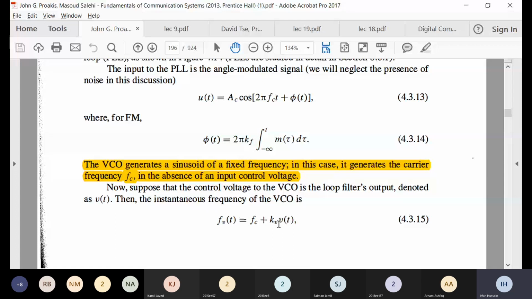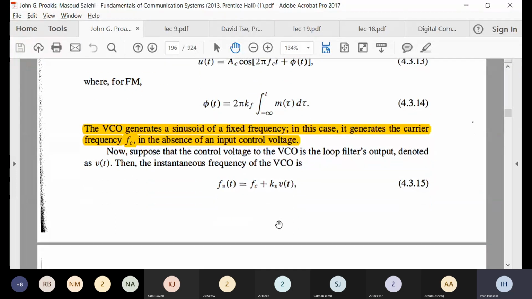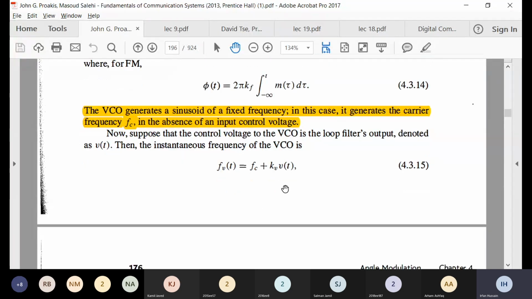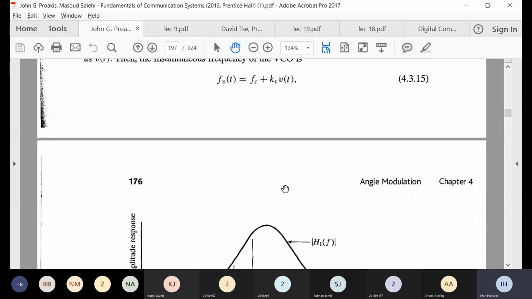or we could have inductors. But the voltage control oscillators, they could depend on the capacitances that were time varying with respect to the input voltage. So finally, we got that the frequency is equal to the carrier plus a term proportional to the input control voltage.